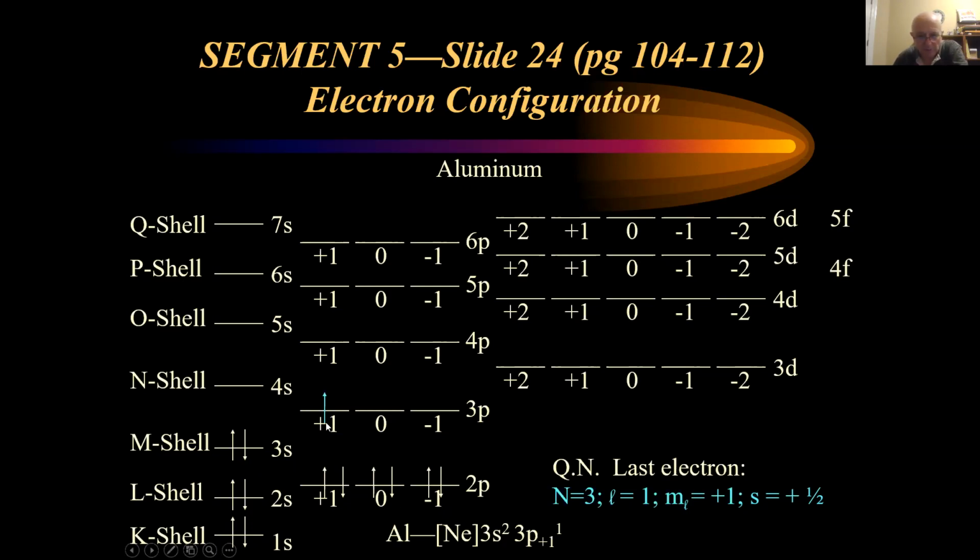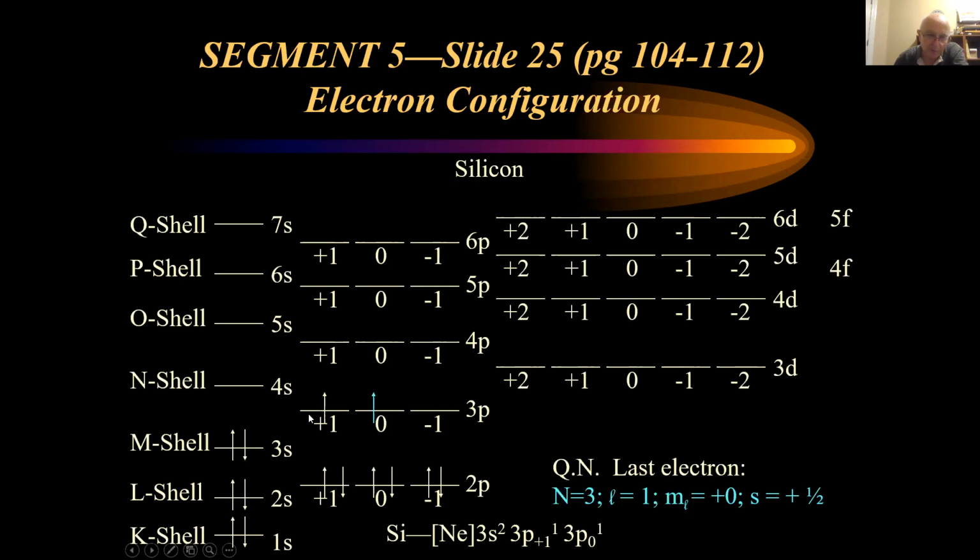Okay, what would its orbital designation look like? Well, now remember, the K and L shells make up the neon core. Beyond the core, I've got 3s with 2 and 3p with 1. So the quantum numbers are 3, 1, plus 1, plus 1/2. Silicon. We put the next electron in.